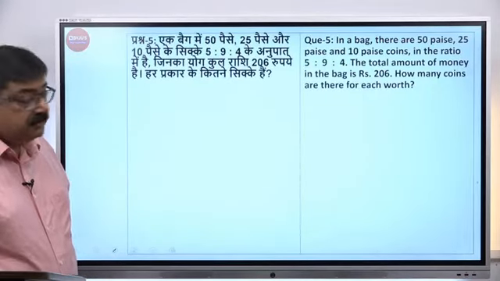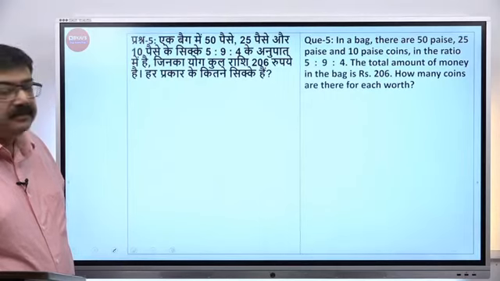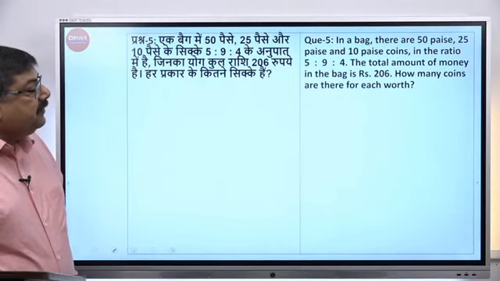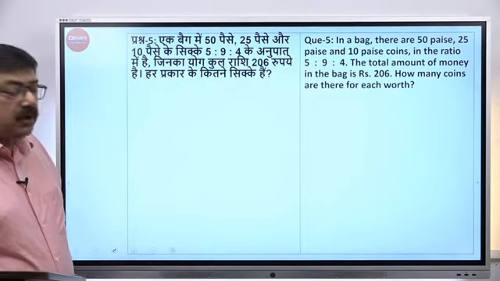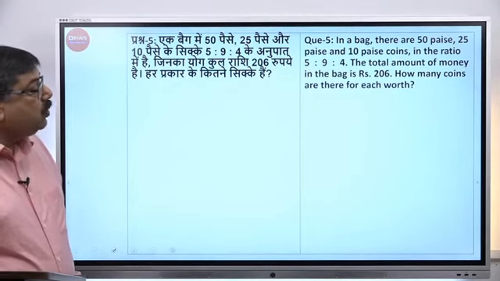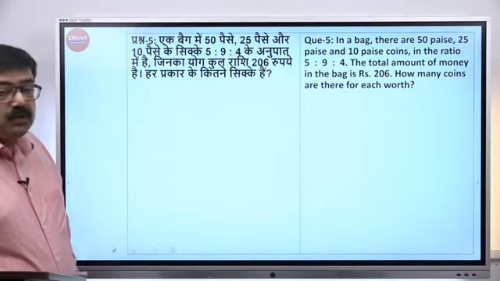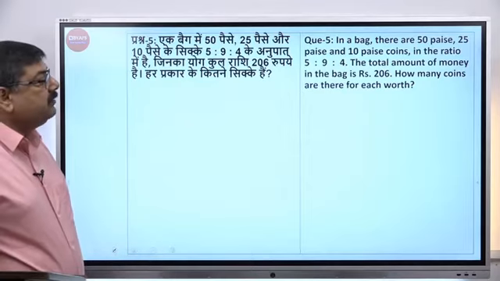Okay, this question, please try and solve this. In a bag, there are 50 paise, 25 paise and 10 paise coins in the ratio 5 is to 9 is to 4. The total amount of money in the bag is rupees 206. How many coins are there for each worth?